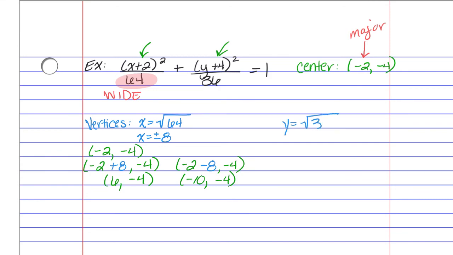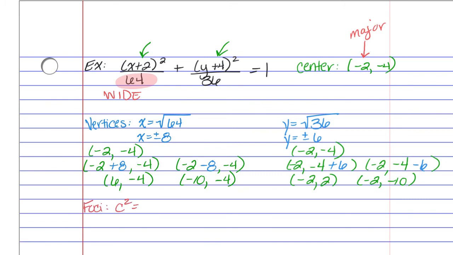I'm going to do the same thing for my y's. So the square root of the number tucked up underneath. So I have a vertical distance of both plus or minus 6. So 6 units up from the center and 6 units down from the center. So I'm going to take my y value and add 6 to it. And I'm going to take my y value and subtract 6 from it. So I have an ordered pair -2, 2, and -2, -10.